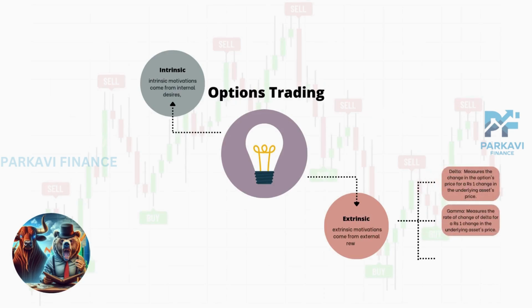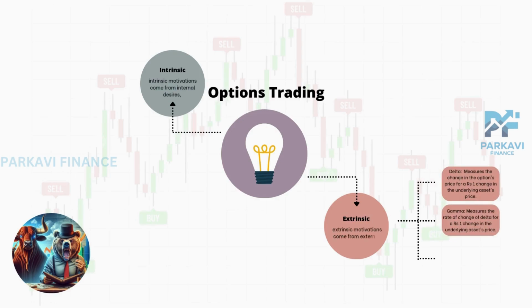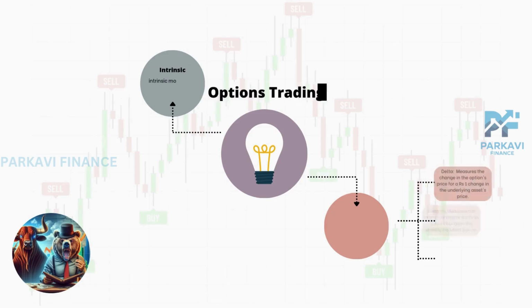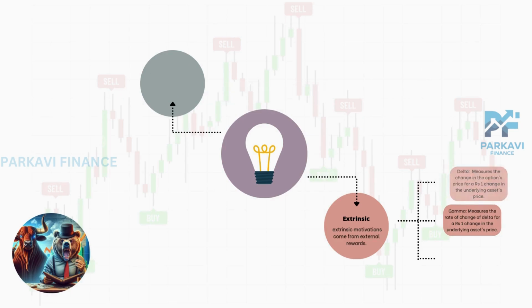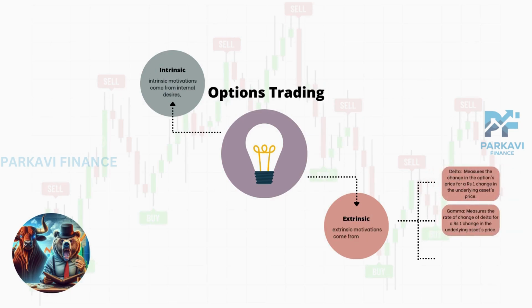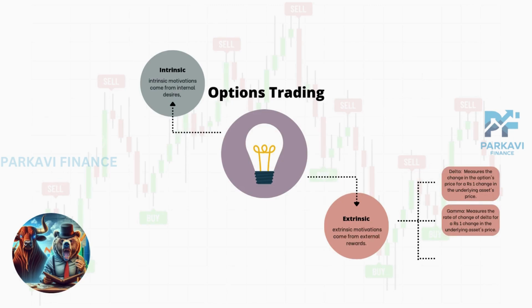Second, gamma. Gamma measures the rate of change of delta for a 1 rupee change in the underlying asset price. If gamma is 0.5 and again Nifty moves up by 1 rupee, of course delta will increase by 0.5. So gamma drives delta, and delta drives the option premium.